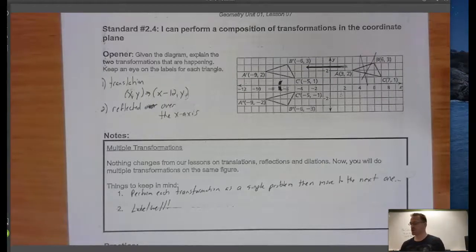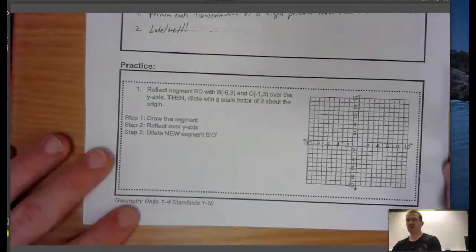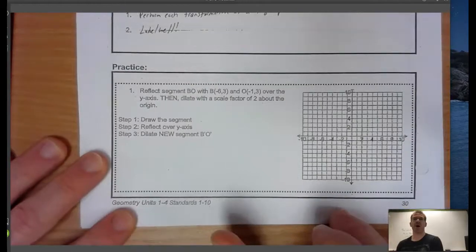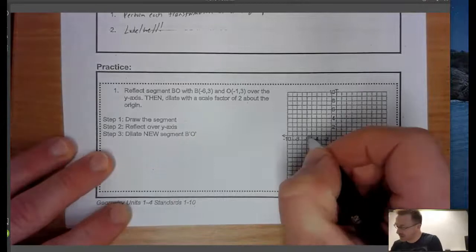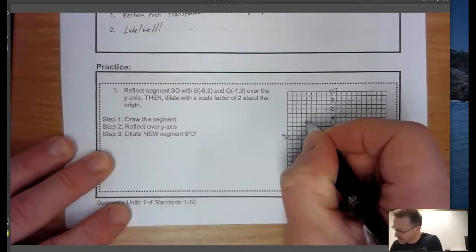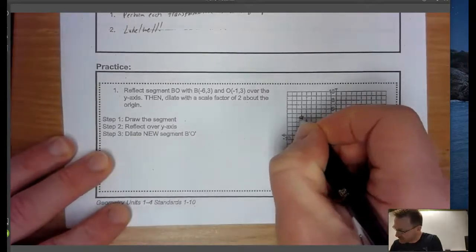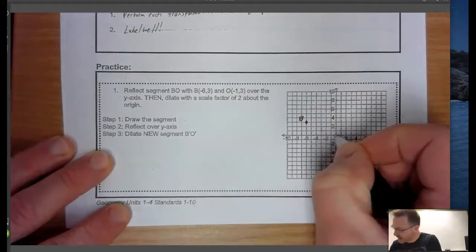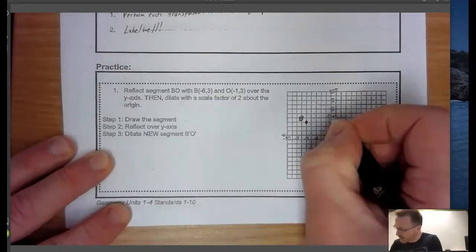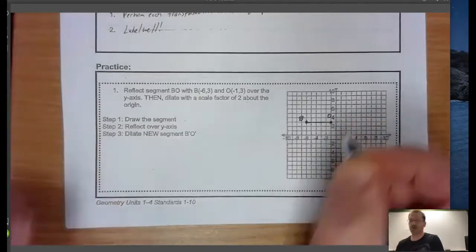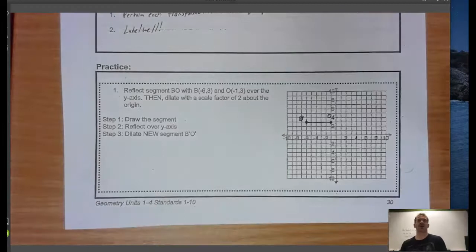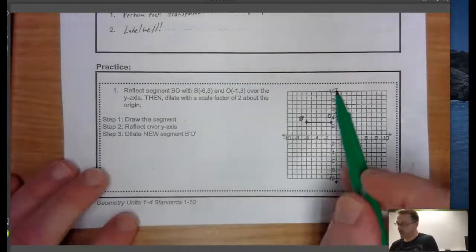All right, so let's go through just a few problems here. Notice when we look at problem 1, it says reflect segment BO, and B is negative 6, 3. So that would be right here. And O is negative 1, 3 right here. So there's our segment. I'm going to use some different colors here. Now notice we want to reflect over the y-axis, so I'm going to use green to do that.